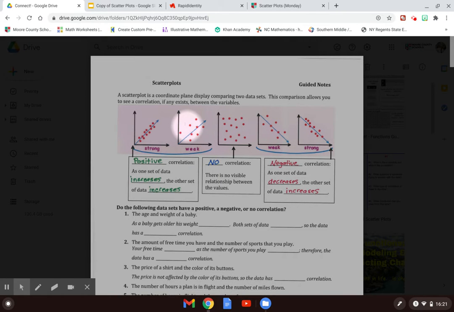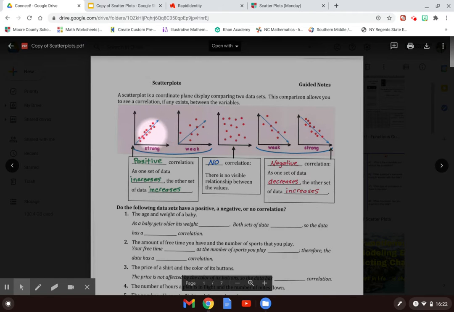Okay? And these scatter plots are used for comparison, so we can see if there's a correlation between the variables. We'll also use the words relationship and association when we're talking about what we see between the two variables that make up our sets of data.